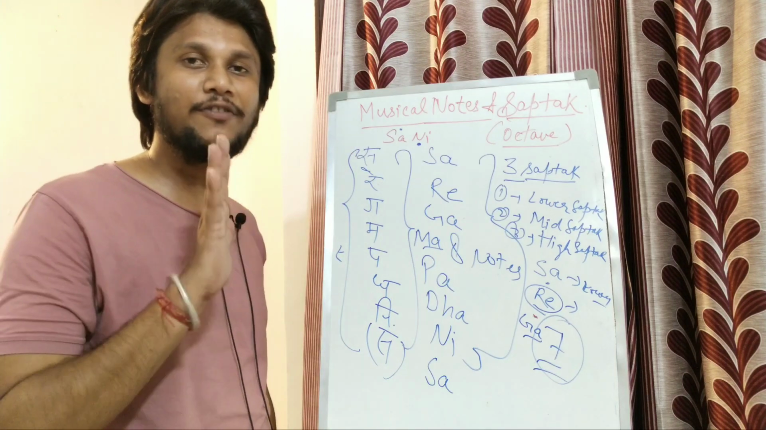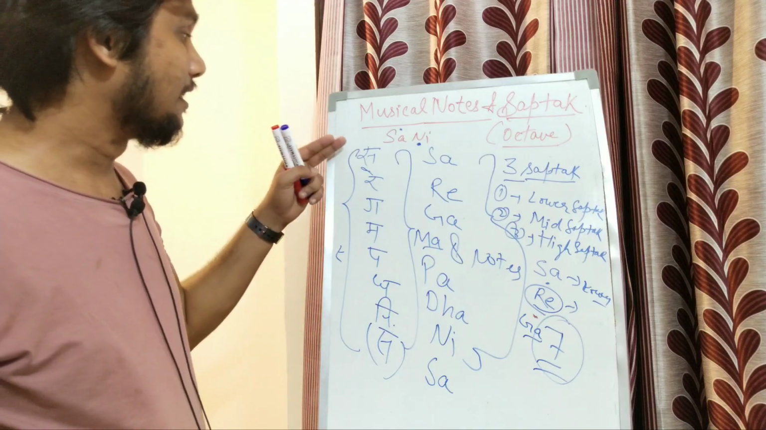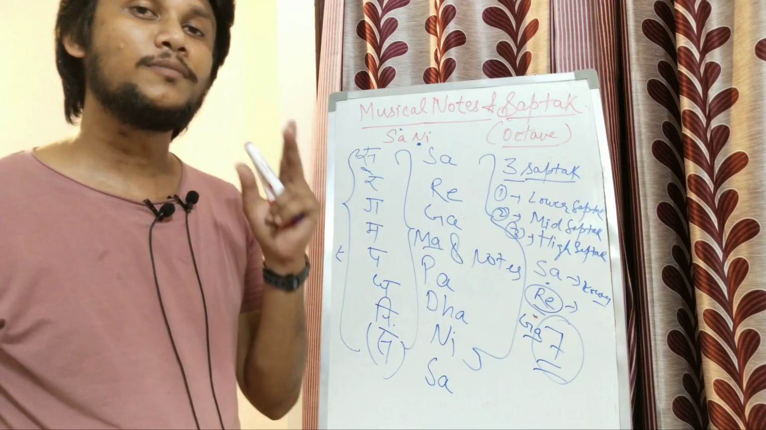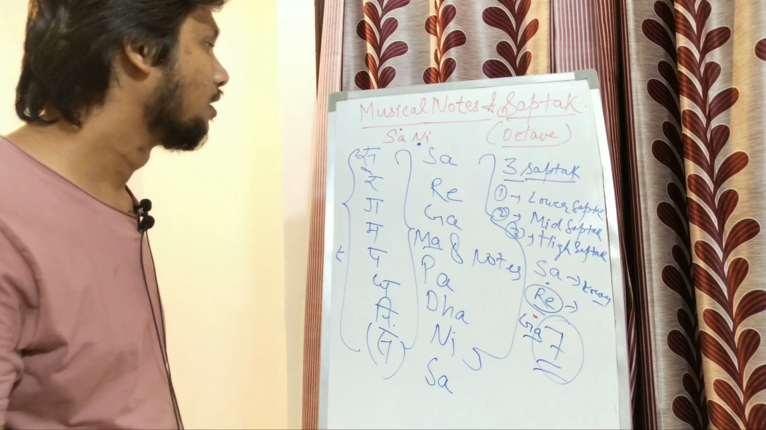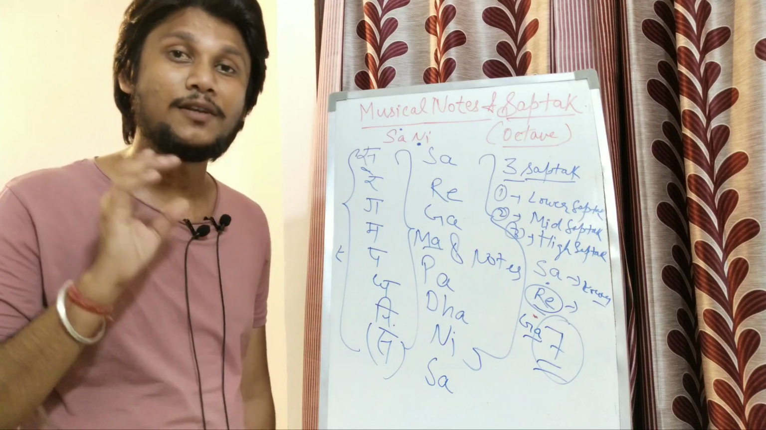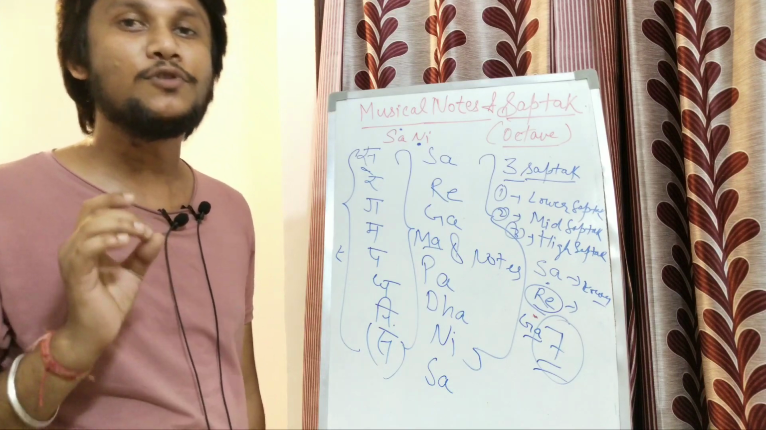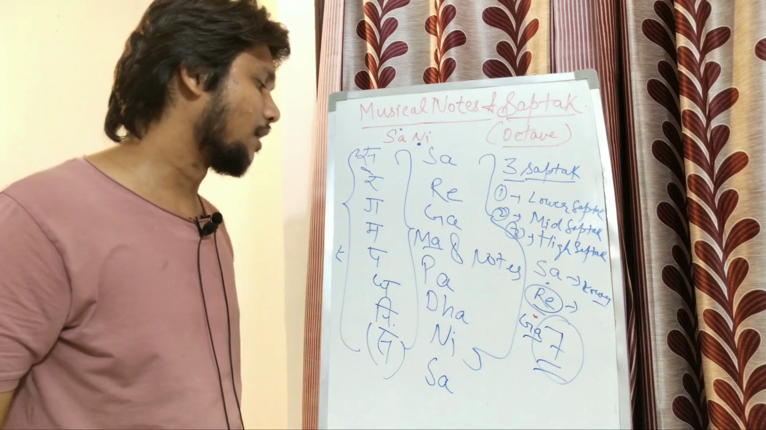There are 5 different musical notes that I told in the last video. These are the main 7 notes, that is called natural notes, Shuddh Swar in Hindi. So this is sa, re, ga, ma, pa, dha, ni. That are 7 musical notes, basically 7 musical notes. That is called mukh swar. Sa, re, ga, ma, pa, dha, ni, sa.